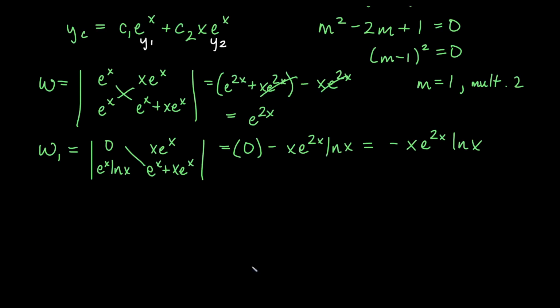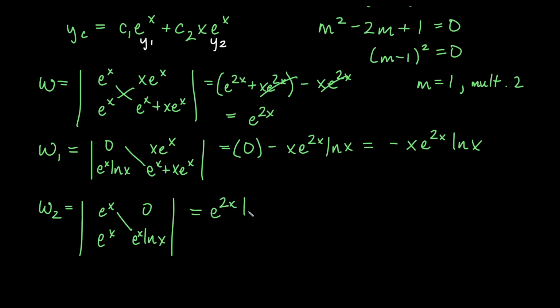All right, let's go ahead and get our w2 then. So w2, remember, that's going to be the Wronskian we get when we replace our second column. So we'll leave e to the x and e to the x here. And our 0, e to the x ln x goes in column 2 this time. We'll go ahead and find the determinant. So here, e to the x times e to the x ln x would be e to the 2x ln x. Minus this diagonal, which would be minus 0. So we just get e to the 2x ln x there.